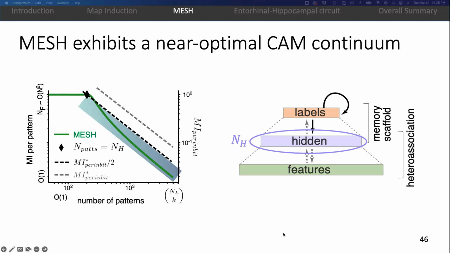So we find that MESH exhibits a near optimal CAM continuum. If you store memories that are less than the dimensionality of the hidden layer, then you are able to perfectly recall all of these memories. And as you increase the number of memories that you're storing beyond the dimensionality of the hidden layer, then you get this gradual decay in the information that you can recover per memory. However, this gradual decay is still upper bounded by the total information that you can store in a neural network, which is given by the square of the number of synapses.